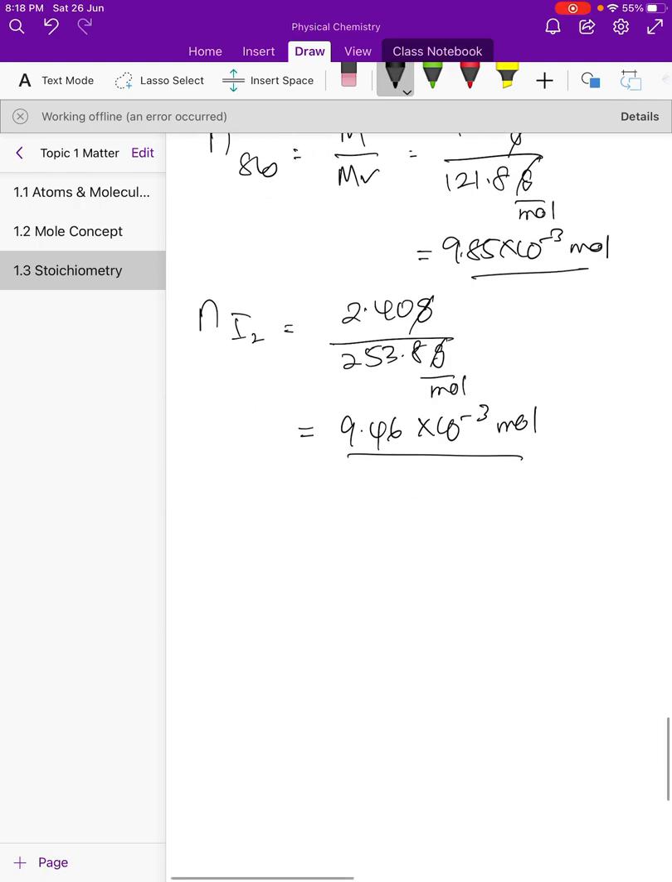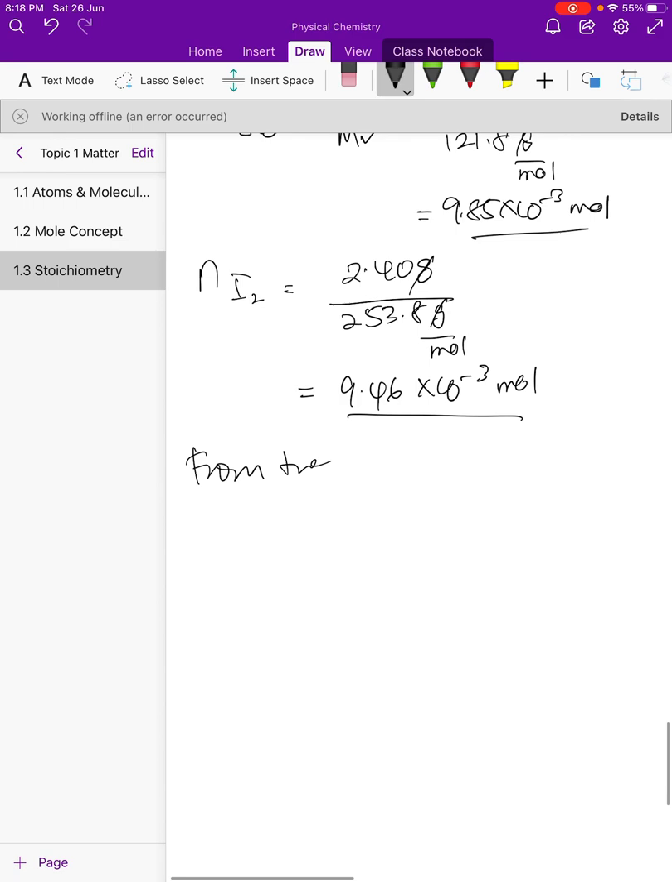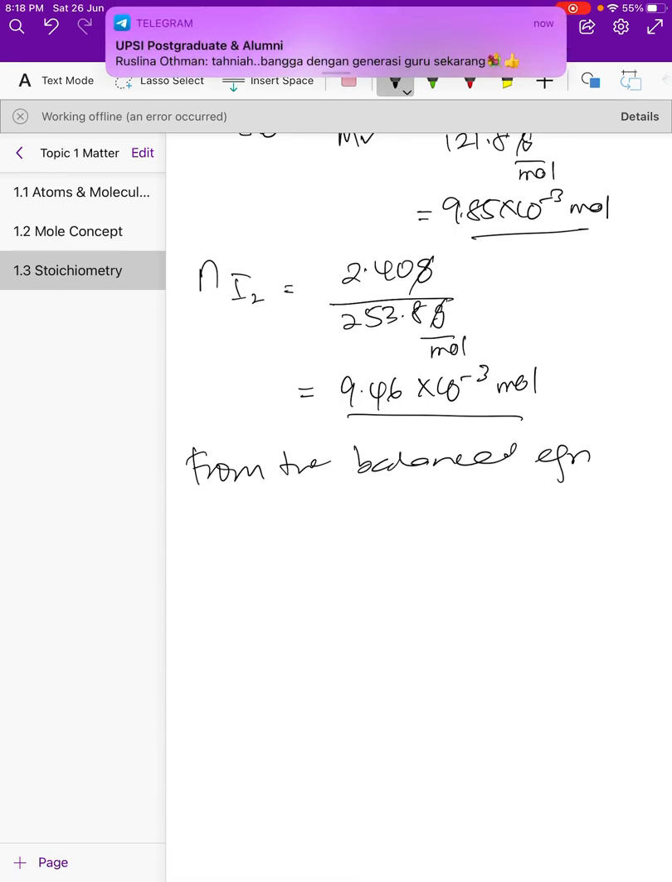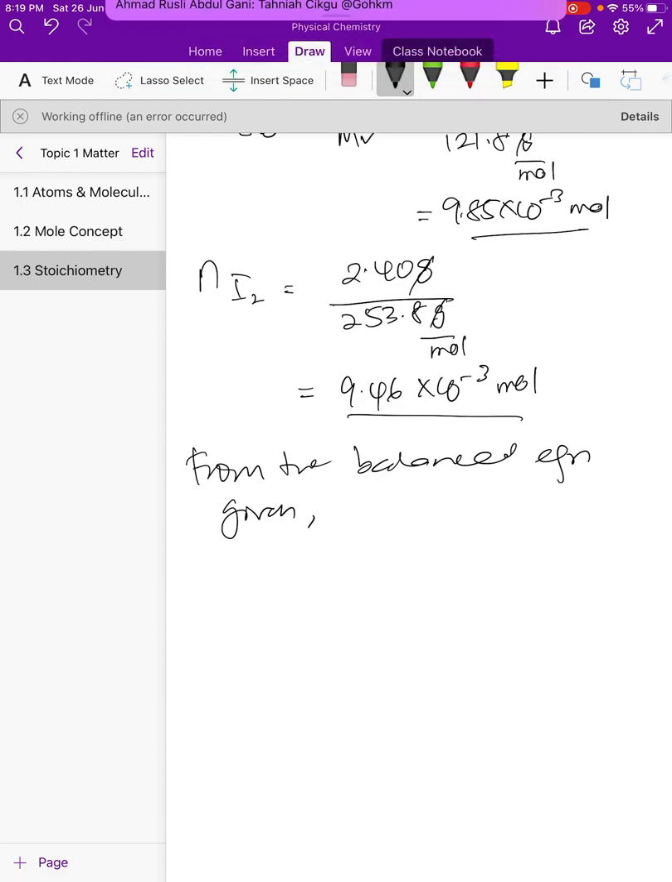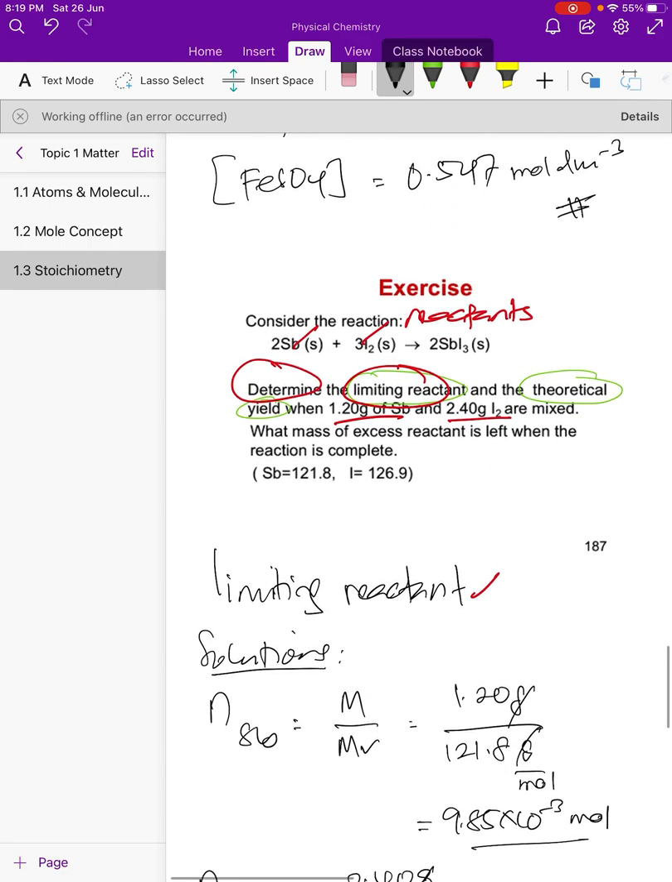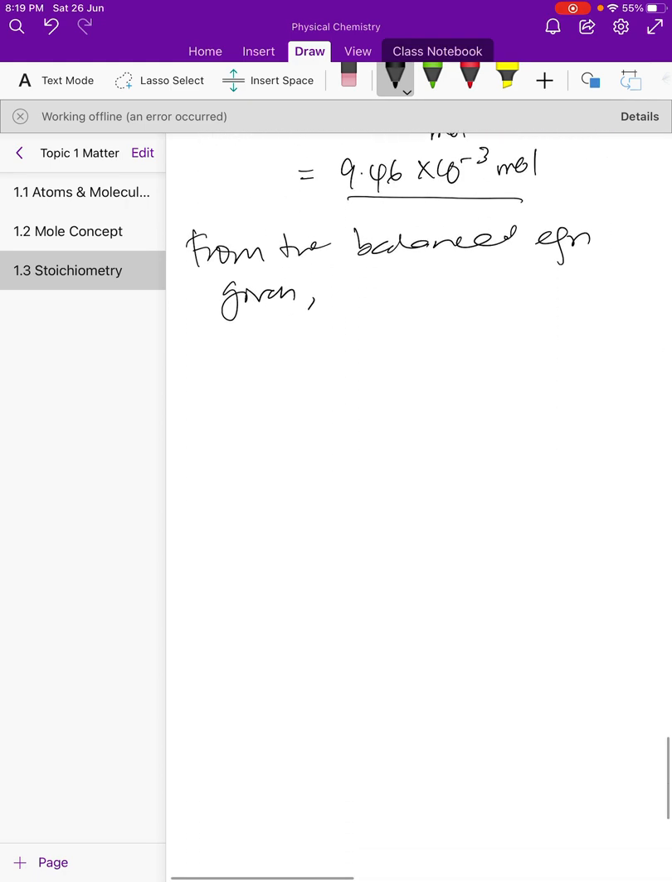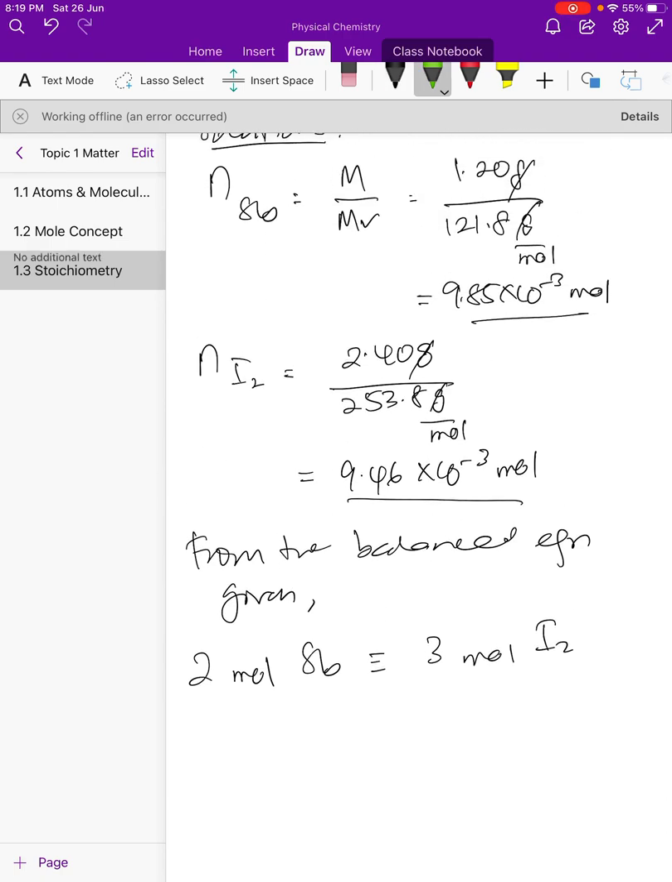Now we go into the limiting reactant concept. So we say here, from the balanced equation given, we can see here 2 mole antimony react with 3 mole I2. So we have 2 moles here. One is the mole for Sb, one is the mole for I2. These both moles are known as moles available. So to calculate, we have to choose one of these mole. Let's say I choose mole of Sb.